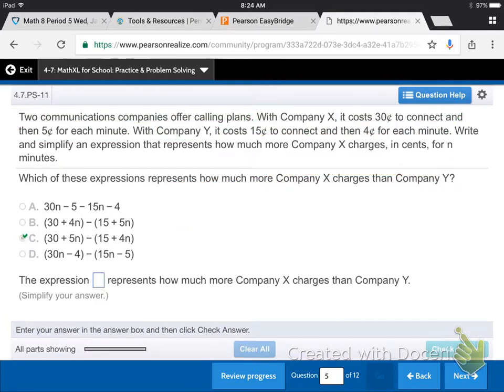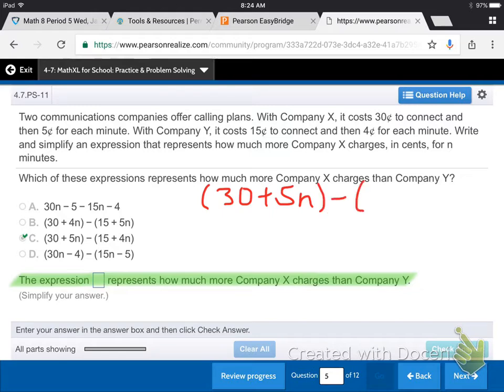Bingo. This problem continues and then asks the follow-up question. The expression blank represents how much more Company X charges than Company Y. So what they want us to do is take what we wrote down last time and just do the math. We're going to take that 30 plus 5n, and subtract the 15 plus 4n, which means we're going to take 30 plus 5n, and change the signs of everything that follows inside those second parentheses. So minus 15 minus 4n.